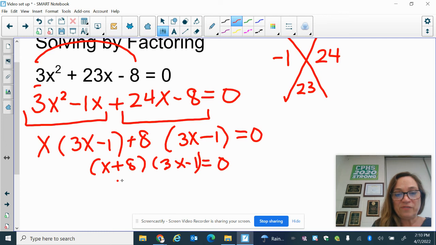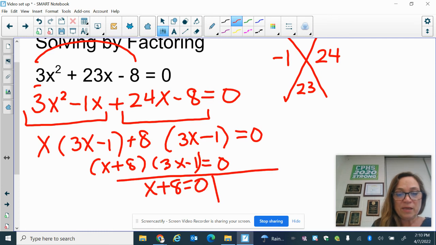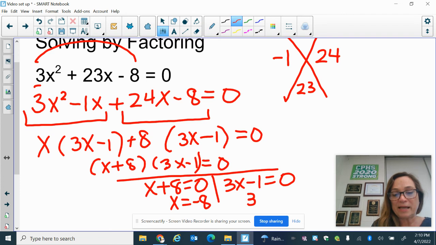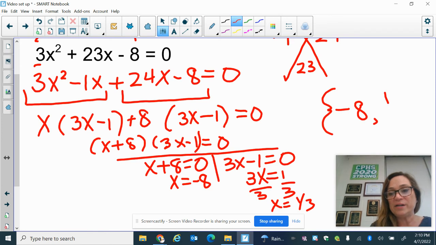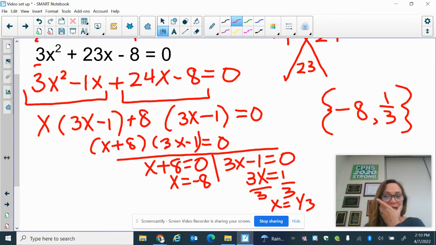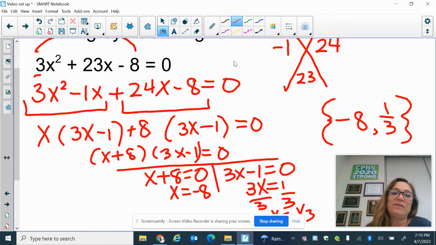So I'm going to set my two factors equal to 0. So x plus 8 equals 0. So x equals -8. 3x subtract 1 equals 0. Opposite of subtracting is adding. The opposite of multiplying is dividing. So I get x equals 1/3. So these are not integers. Well, the -8 is, but the 1/3 is not. However, they are rational, so therefore I should come up with the final answer. And that's solving by factoring.